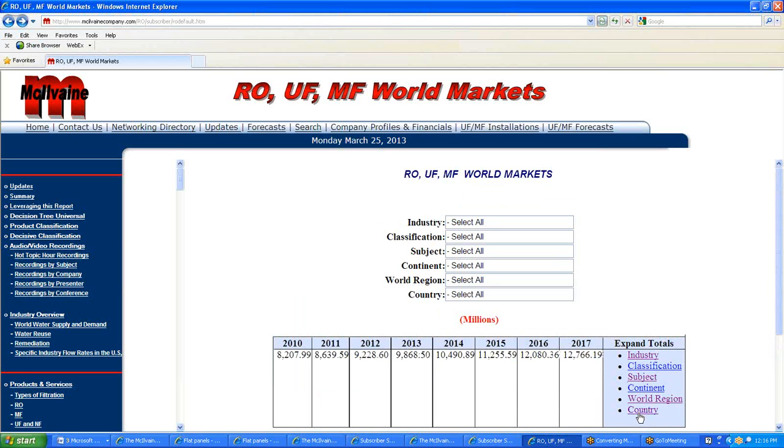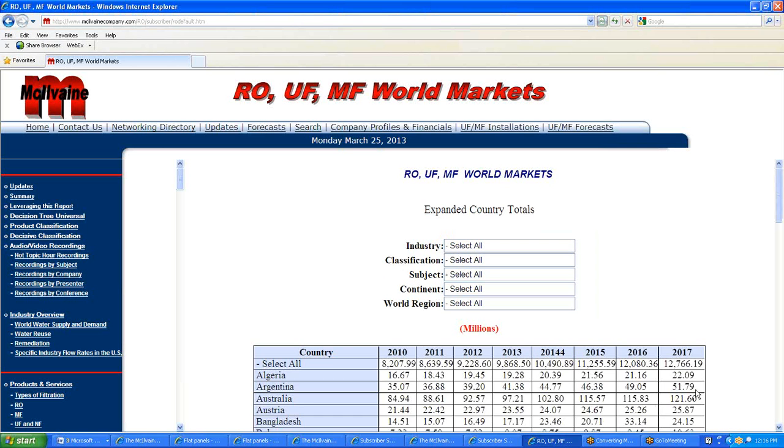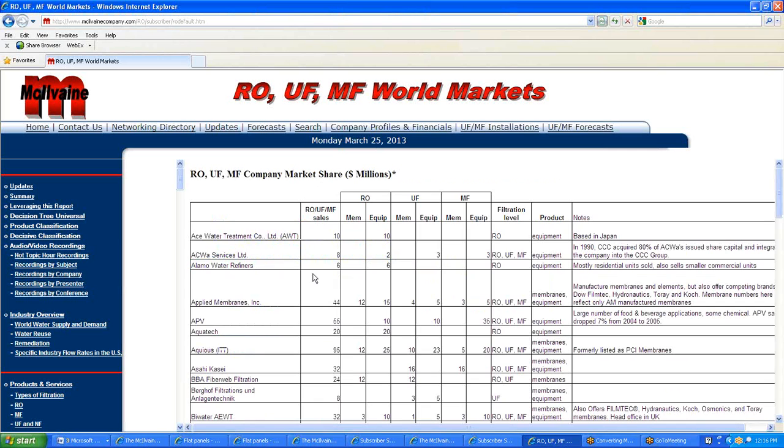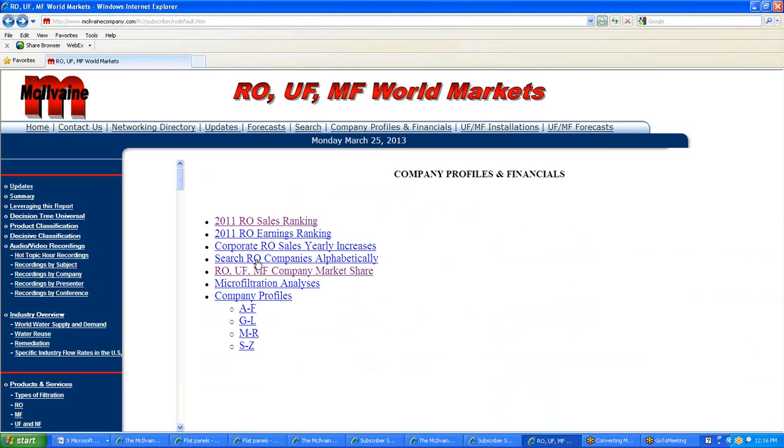And again, by every country of the world. So you can go back the other way and click on country here, but the other way to do it, on a more detailed basis, is to go in by country and get it for every industry and for each of the membrane, consumable, and equipment types. We also have company profiles and financials, and you can look at market shares for the various different companies in the field.